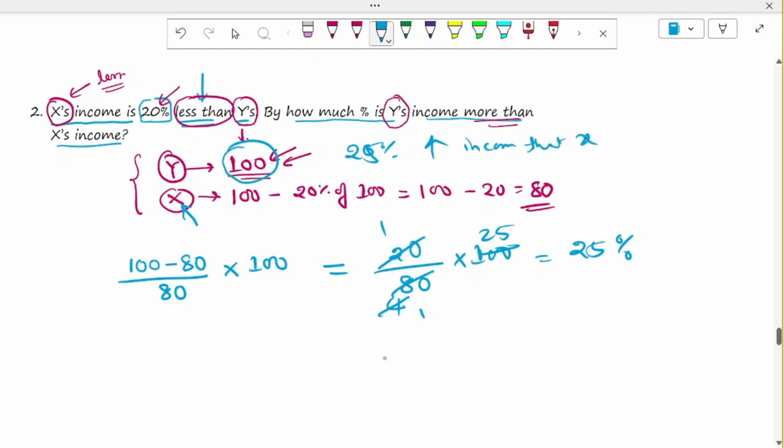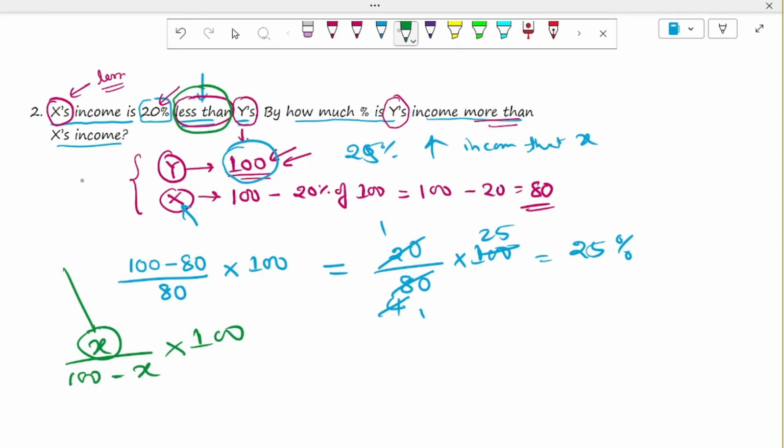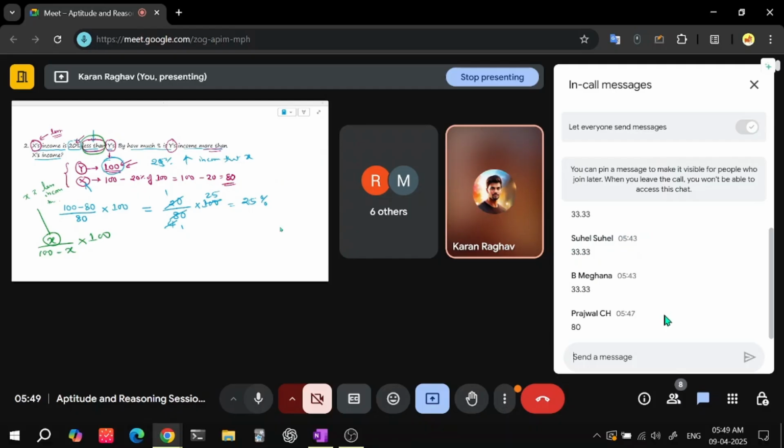right? What is the shortcut for this question? It is similar to that, but since it is less than, you will be using X divided by 100 minus X into 100. What does this X say? It is how much percentage X is having less income than the other. Okay, less income than the other. I hope this question was clear.